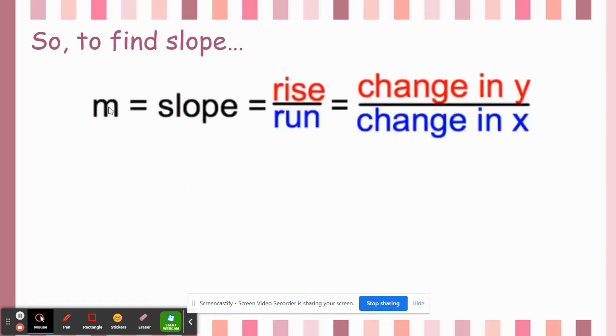So again, m is the variable that represents slope. Rise over run. Rise is our y values, which are up and down, like the y-axis. The y-axis can only travel up and down. And run represents our change in the x, which is side to side, right or left.